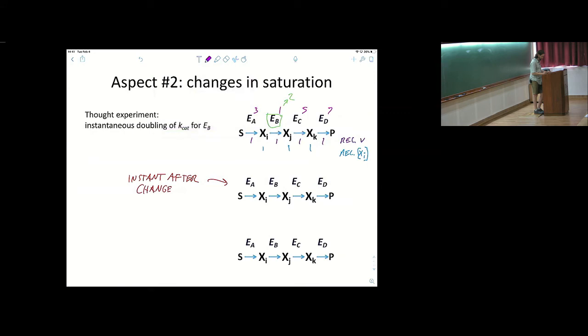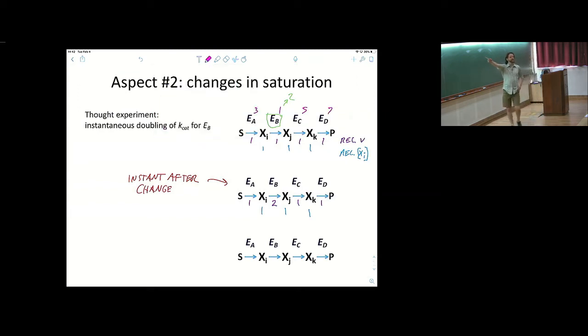Instantaneously, that hasn't changed, that hasn't changed, that hasn't changed, but enzyme B doubles. The moment, because you haven't changed anything else so far, and this gets to that lag concept, these concentrations are still the same. So just that very first moment, that flux will be double. But then what starts to happen?